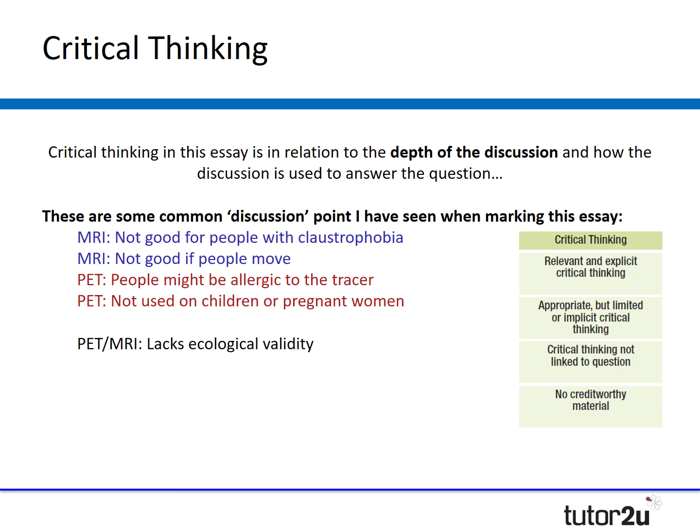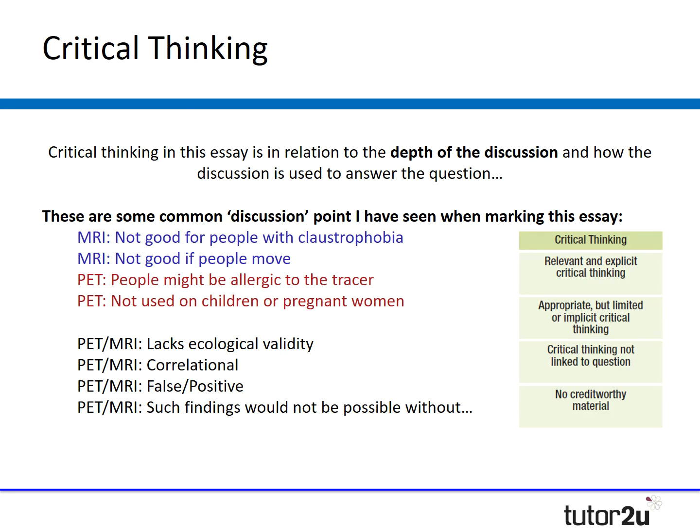As general evaluation, I often see the phrase scanning techniques lack ecological validity. Many people say they're correlational. Many people argue about the whole false positive, so actually interpreting behaviour in a scan that actually isn't the case. And last but not least, I often see the phrase, such findings would not be possible without a PET scanner. Now, these all have the potential to be relevant and explicit critical thinking points, but very often students don't use them in an explicit way and don't really demonstrate their critical thinking.